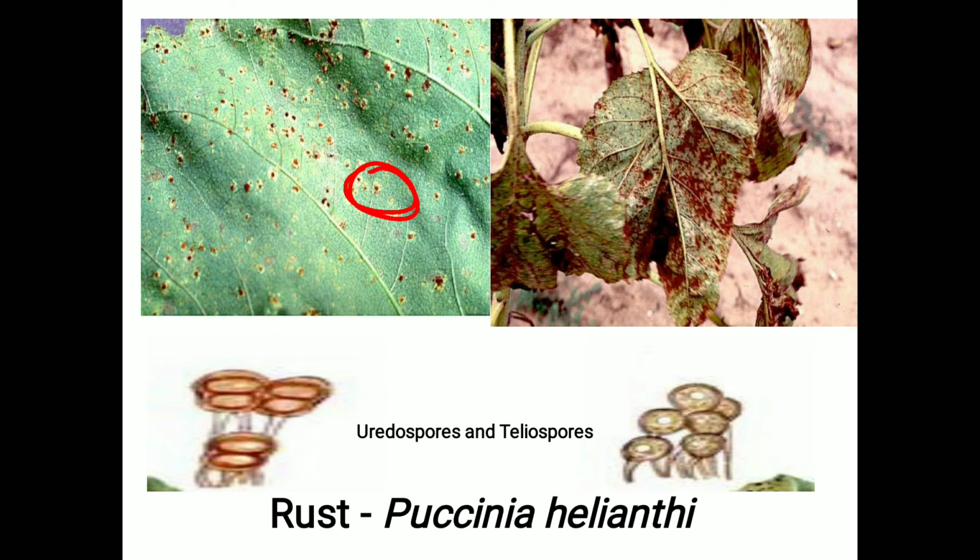Then the chlorotic areas are usually surrounded by the pustule. If you observe carefully, the brownish spot is surrounded by a yellow margin. That is, chlorotic spots arise around the brownish uredospores. So this is the typical symptom of these plants.